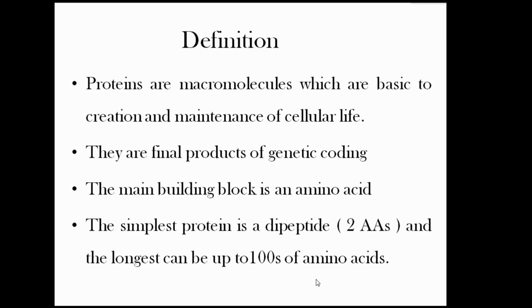Plasma proteins are macromolecules which are basic to the creation and maintenance of cellular life. They are the final products of genetic coding. The main building blocks of proteins are amino acids, and the simplest protein is a dipeptide, having only 2 amino acids.